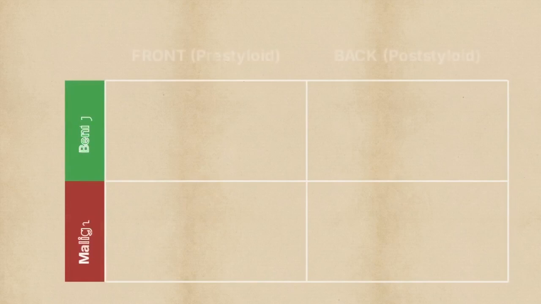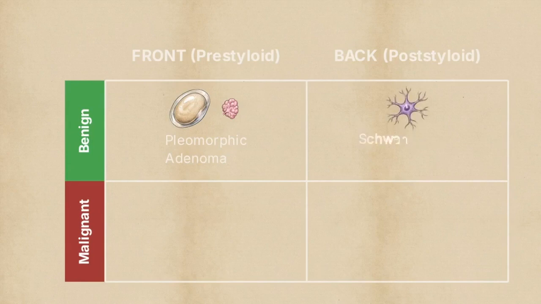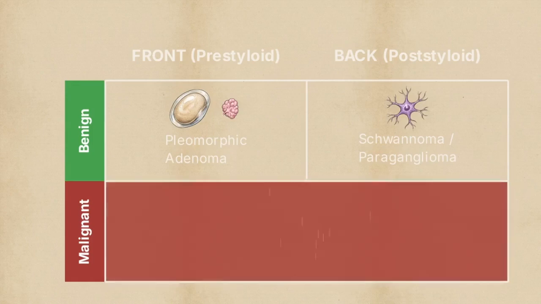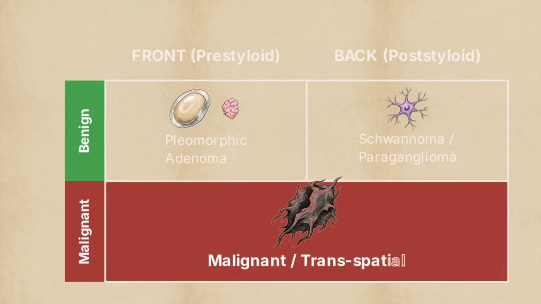For radiologists and surgeons, the diagnosis maps to a simple matrix. Prestyloid and benign points to a pleomorphic adenoma. Poststyloid and benign points to a schwannoma or paraganglioma. Anything crossing boundaries into the lower half of the chart is transspatial and therefore malignant.